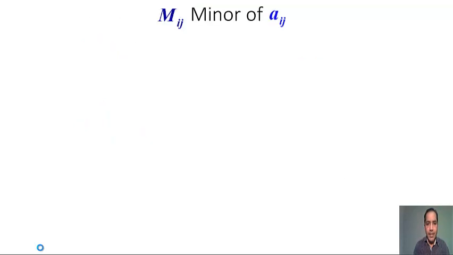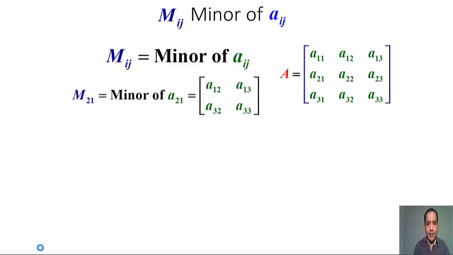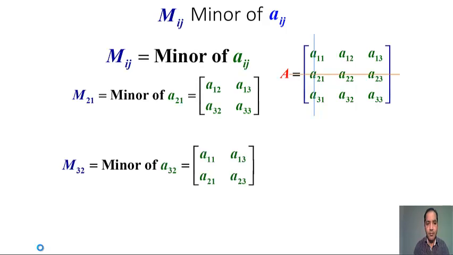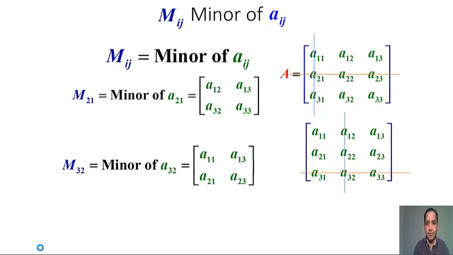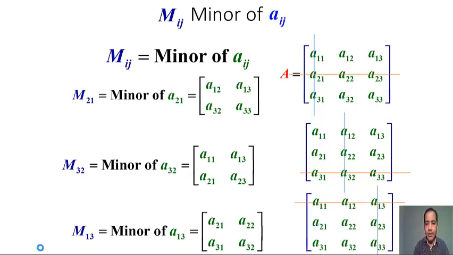Minor of each element of the matrix. If A is the matrix, then for example M21 is calculated as this. We omit second row and first column. For M32 we omit third row and second column. For M13 we omit first row and third column.